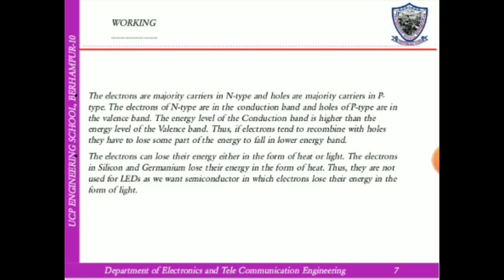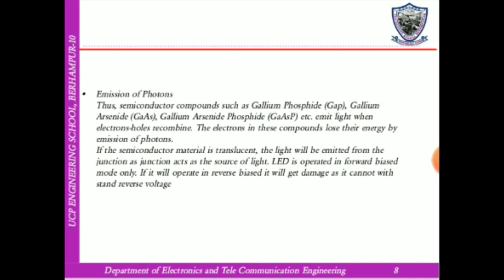The electrons in silicon and germanium lose their energy in the form of heat. They are not used in LED. We want a semiconductor in which electrons lose their energy as light, in the emission of photons. Semiconductor compounds such as gallium arsenide, gallium phosphide, and gallium arsenide phosphide emit light when electron holes recombine. The electrons in these compounds lose their energy in the emission of photons.